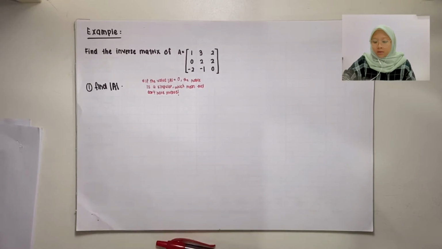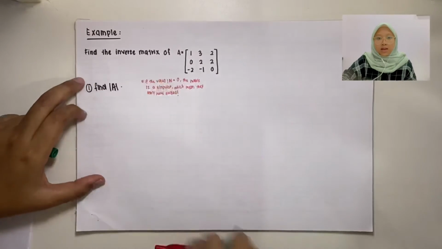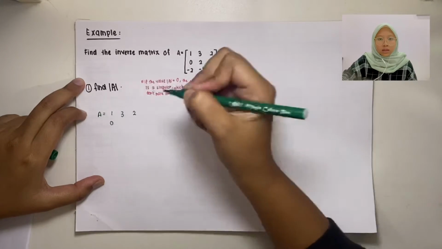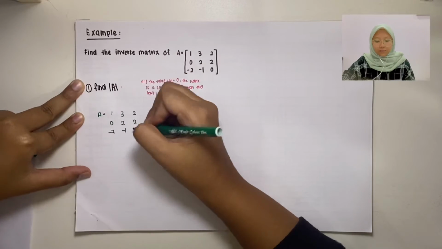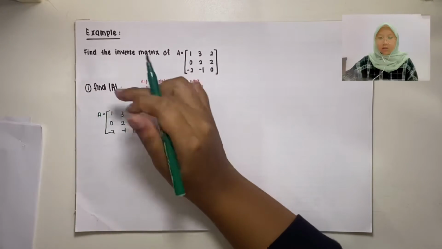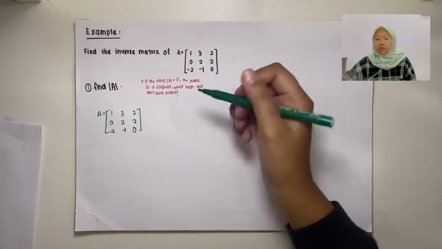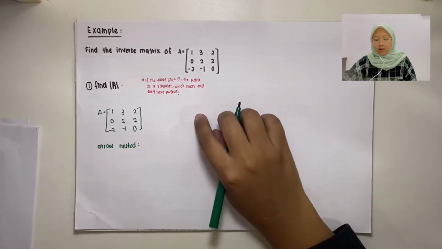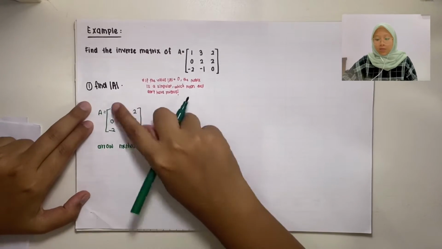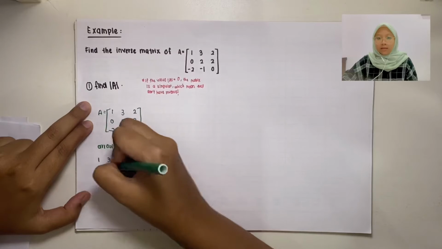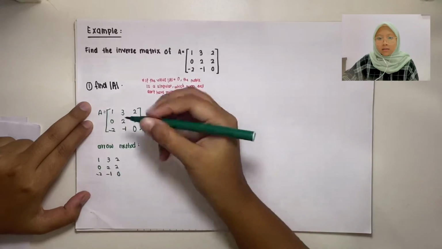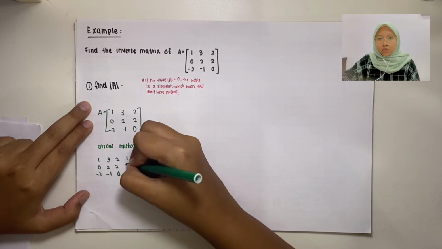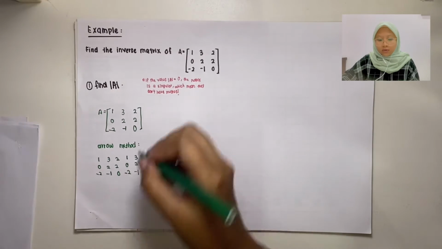Now we need to write down our matrix first, which is A equal to 1, 3, 2, 0, 2, 2, negative 2, negative 1, 0. For this step, I will use the arrow method to find the determinant of matrix A. So now we copy the matrix, then next to it, we copy column 1 and column 2, which is 1, 0, negative 2, 3, 2, negative 1.